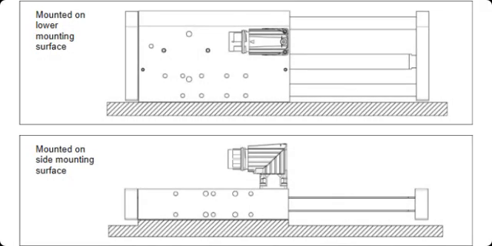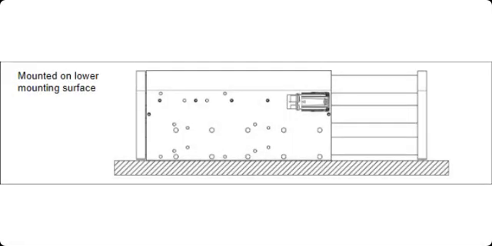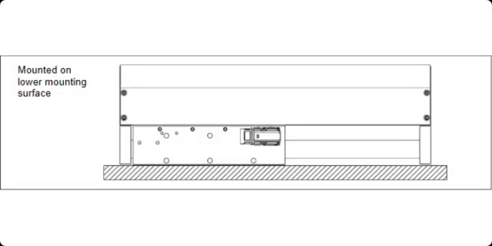Each size of linear module also has a certain way to mount. The DM01-23 guide can be mounted in two ways, standing on the lower mounting surface or lying on its side. Meanwhile, the DM01-37 and DM01-48 require to be mounted upright on the lower mounting surface.